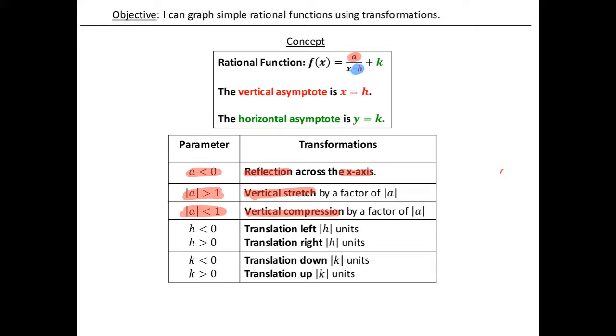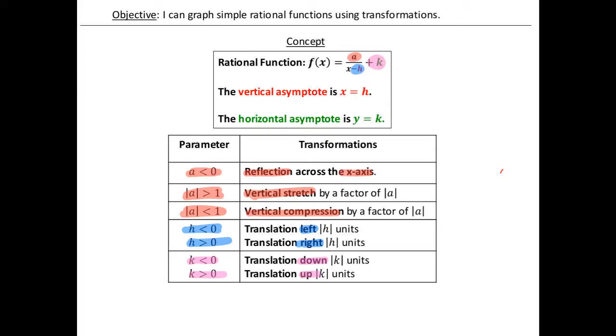Then my H value, remember, is in the denominator this time. It was always next to the x value. So in rational functions it ends up in the denominator, under the line, next to the x. That's our H value. If H is less than 0, meaning negative, we go to the left. If H is positive, we go to the right. And then our K value is at the end. So after the fraction, you have a value at the end. If K is negative, it goes down. If K is positive, we go upwards.